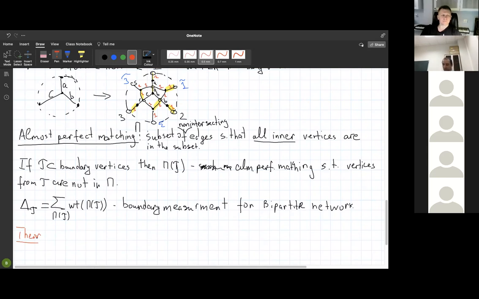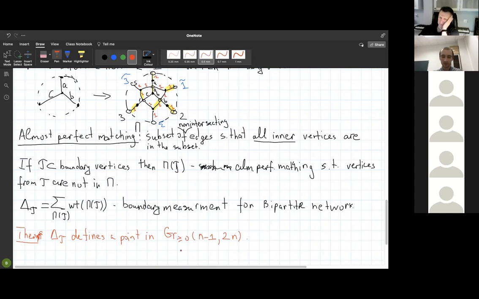this delta J, the boundary measurement of the bipartite network, defines a point in the totally non-negative Grassmannian n minus 1 to n. And the Plücker relation holds for these delta J's. So these delta J's are Plücker coordinates in this Grassmannian for the electrical network gamma.